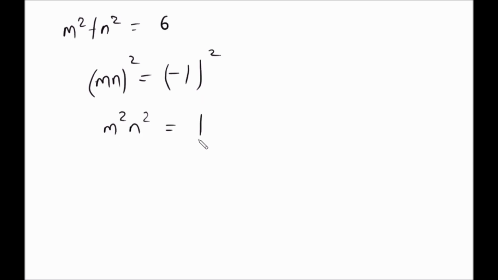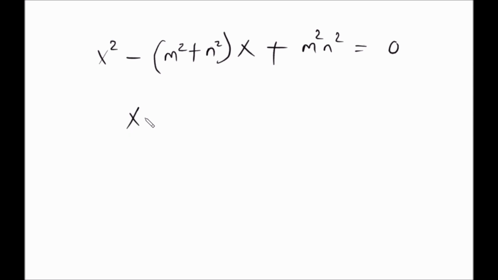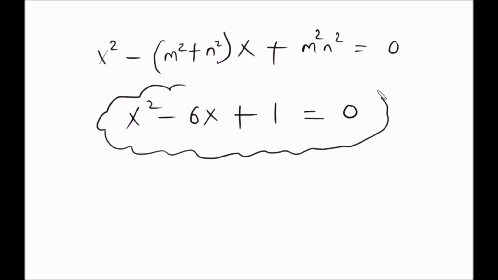We have seen the sum of roots, m squared plus n squared, is equal to 6. Now the product of roots: we know mn is negative 1. So squaring here and here, we get m squared n squared equals 1. So the product of roots is 1. So our equation is x squared minus the sum of roots x plus the product of roots, so it will be x squared, sum of roots 6, product of roots 1. So this is the equation whose roots are m squared and n squared.